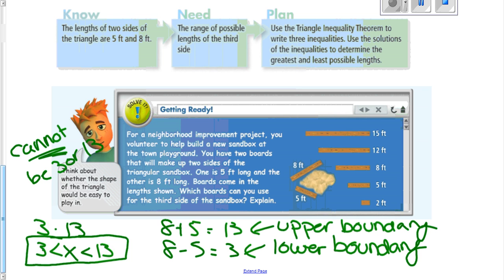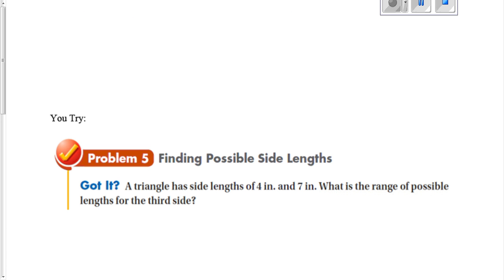It has to be bigger than 3 and less than 13. Now it could be 3.1 or it could be 12.9, but it cannot be the exact numbers. It has to be in between them. So I subtracted for the lower boundary, added for the upper boundary. All right, go ahead, pause the video, try it on your own.